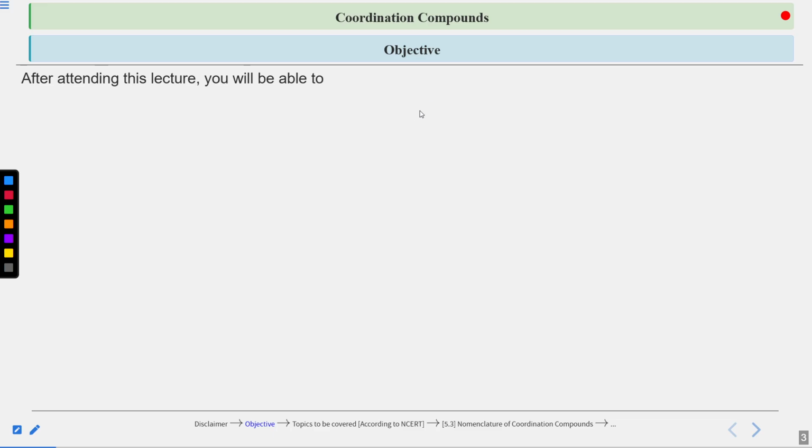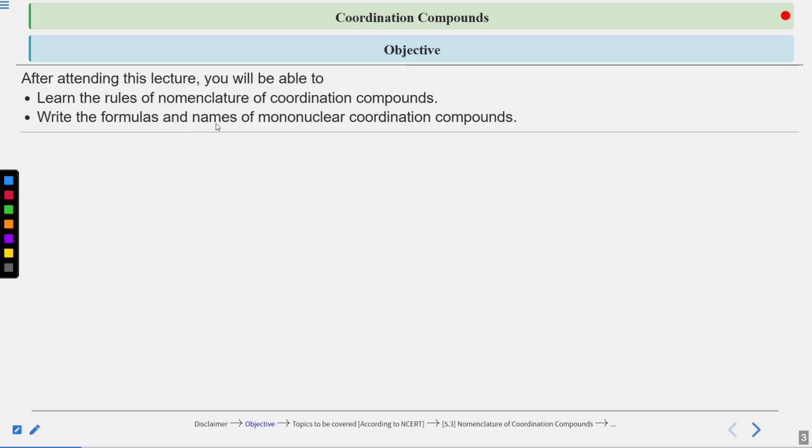So let's see the objective of today's lecture. After attending this lecture, you will be able to learn the rules of nomenclature of the coordination compounds and write the formulas and names of mononuclear coordination compounds. So today we are going to cover the rules of nomenclature of coordination compounds and the formulas and names using the nomenclature for the mononuclear coordination compounds.